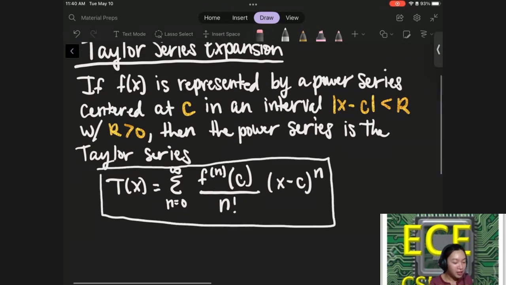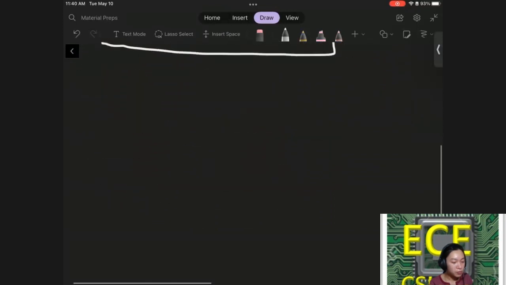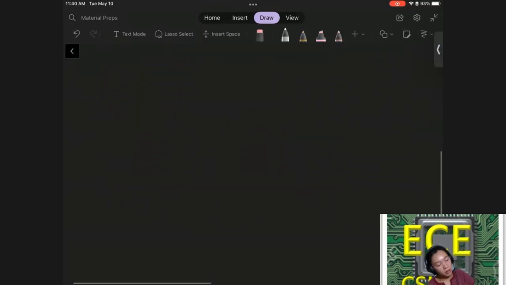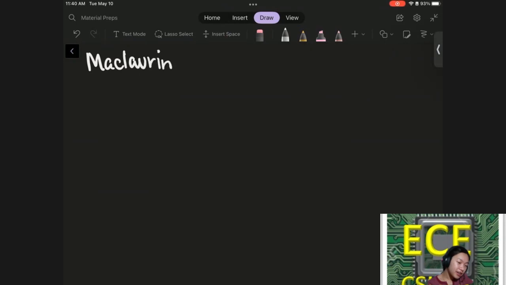Okay, good enough. Okay, and so on the flip side, the Maclaurin series, how do you spell that? L-A-U-R-I-N. Okay, series is the Taylor series, except it's centered around 0. So c equals 0.